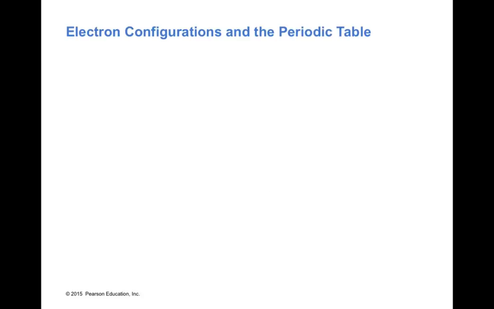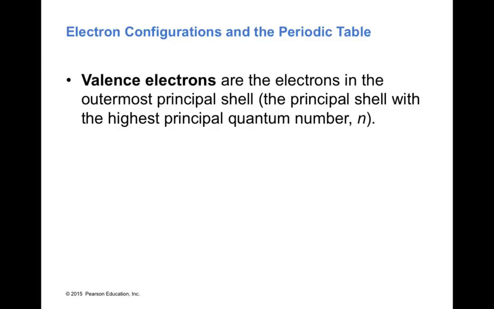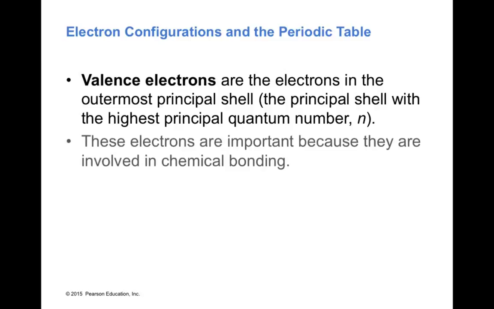So, electronic configuration and the periodic table. Valence electrons. The valence electrons are the electrons in the outermost principal shell, the principal shell with the highest principal quantum number n, where we can find electrons. Okay, so these electrons are important because they are involved in chemical bonding. The valence electrons are the electrons that will always be involved in chemical reactions.